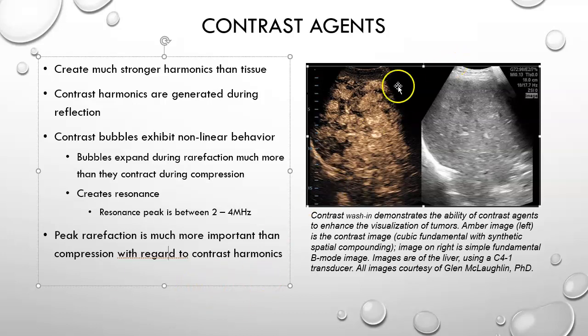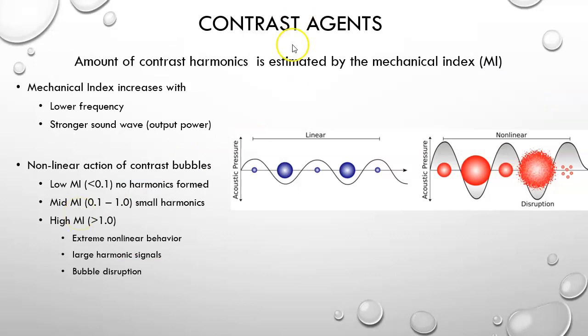This is the picture showing a liver just filled with tumor that shows up very well under contrast, but hardly at all under normal fundamental frequency imaging. So contrast agents, the amount of contrast harmonics is estimated by something we call the mechanical index. This is a number on your machine that tells you the propensity of bubbles to burst in the body.